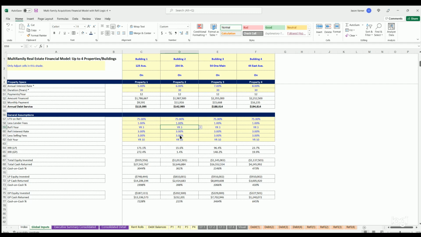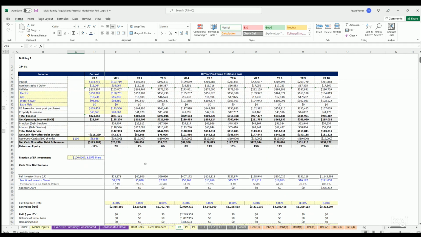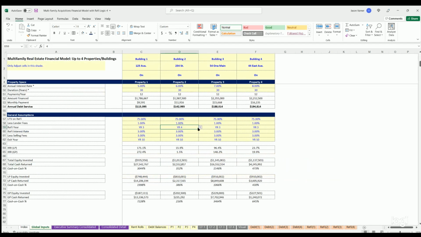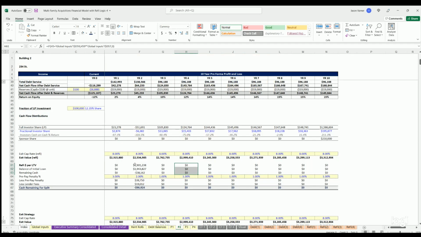You can see if I put this for year 4 and I go into property 2, you can see the refi is happening in year 4. If I were to change that, let's say to year 2, all these numbers change. Also, you can see now the refi is over here in year 2.